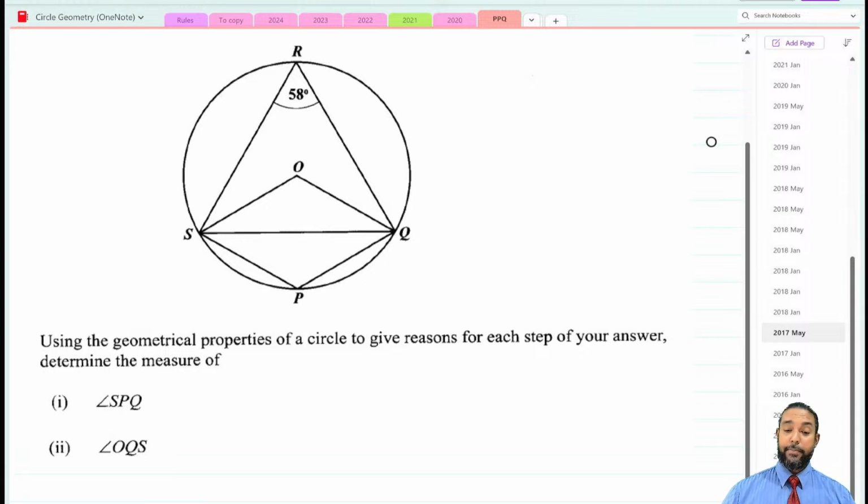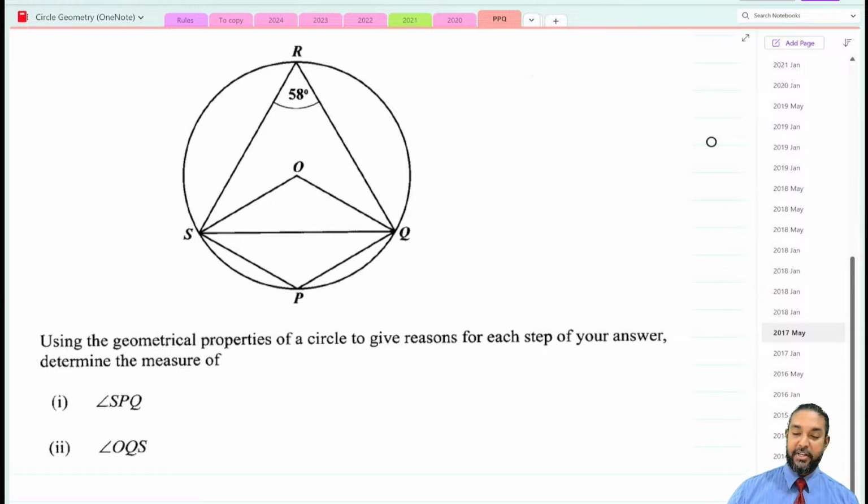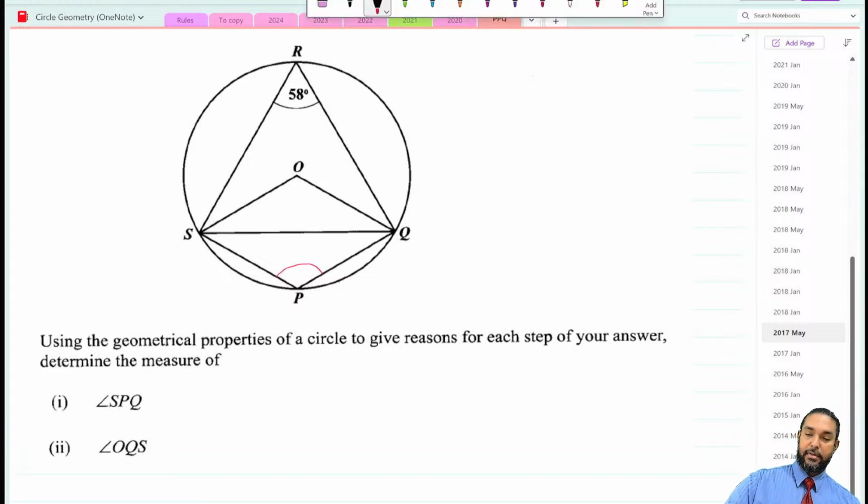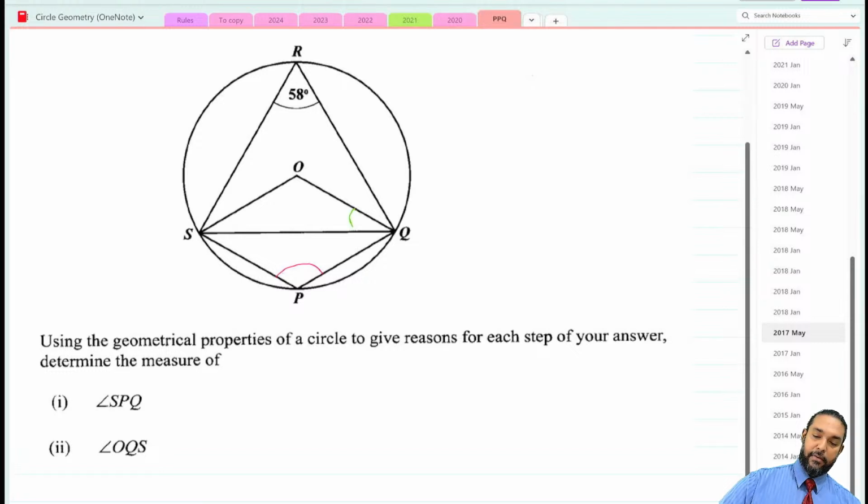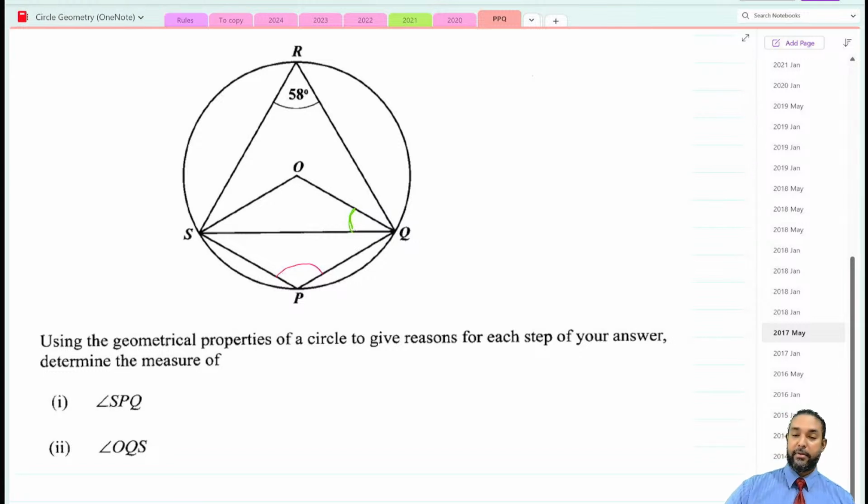Using the geometrical properties of a circle to give reasons for each step of your answer, determine the measure of SPQ. So SPQ is this angle here, and OQS is this angle here. Now, O is the center of the circle, right? So we know that OS and OQ would be what? They would be radii, which would be equal in length. Okay, that's all I'll give you for now before I give away the whole question again.